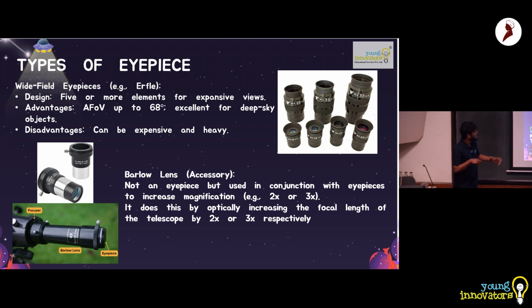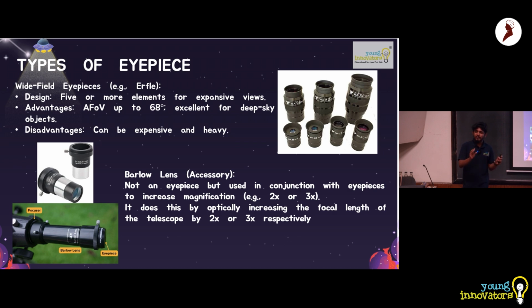Of course, I mentioned Barlow lenses. This is not an eyepiece. Basically, it's an accessory. For example, you have an eyepiece where whatever you're looking at is magnified 36 times. What I want is more magnification. In order to get it more magnified, you have to change the eyepiece, go to a shorter focal length. The problem is you only have money to buy one eyepiece. So what do you do?